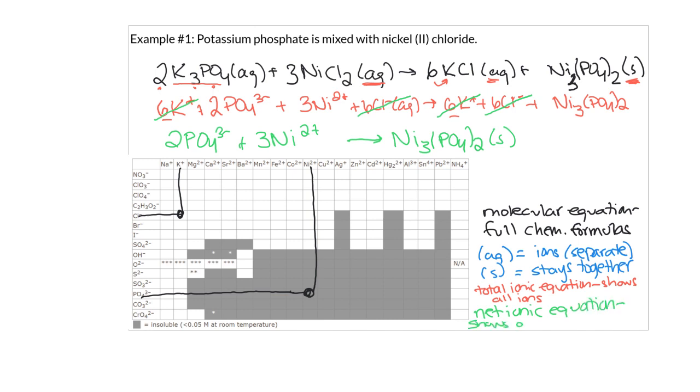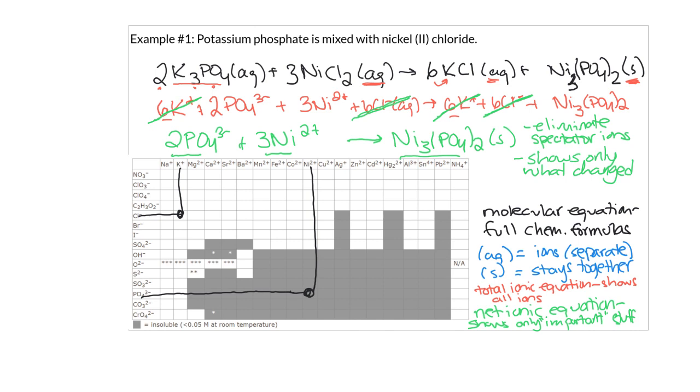Shows only the important stuff. And what's the important stuff? We eliminate the spectator ions. What's a spectator ion? It's something that shows up on the left and on the right, like potassium and like chloride. They're spectating. They're watching the reaction because they go in one way and they come out exactly the same way. On the other hand, phosphate and nickel come out changed, right? So a net ionic equation shows only what changed.